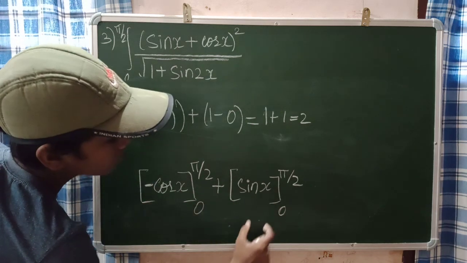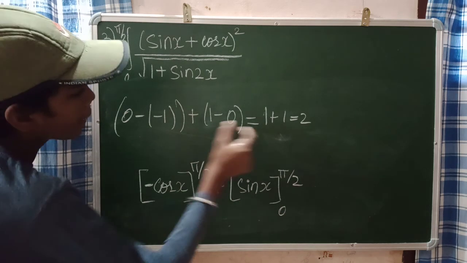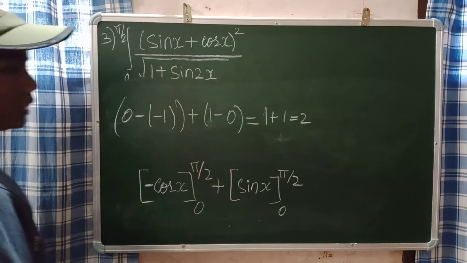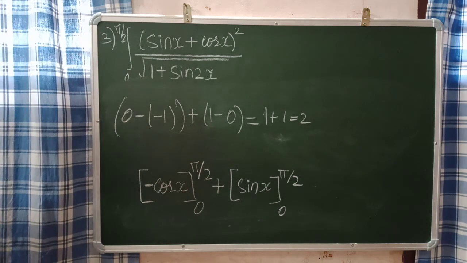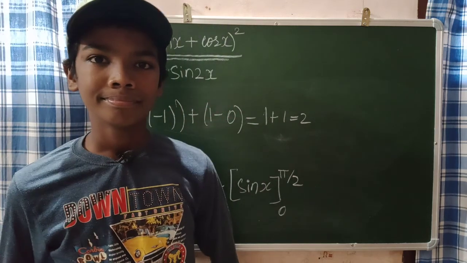Then plus sin x from 0 to pi by 2. Here also the same limit solving. So sin pi by 2 is 1 minus 0. So 0 minus of minus 1 will be 1. 1 minus 0 will be 1. So 1 plus 1 is 2, and that's the answer for this question. That's all, guys. Let us move on to our next question.